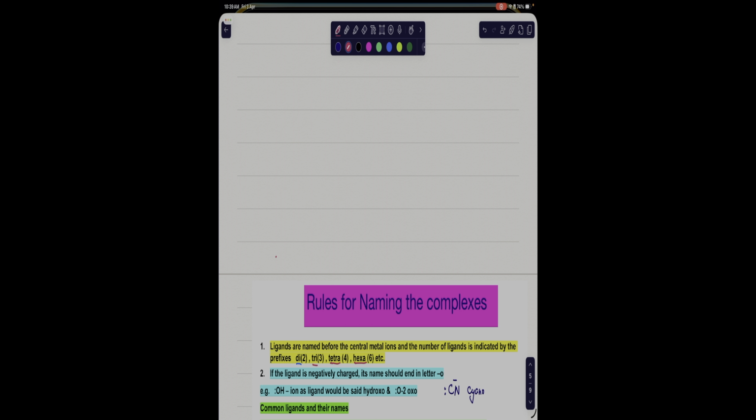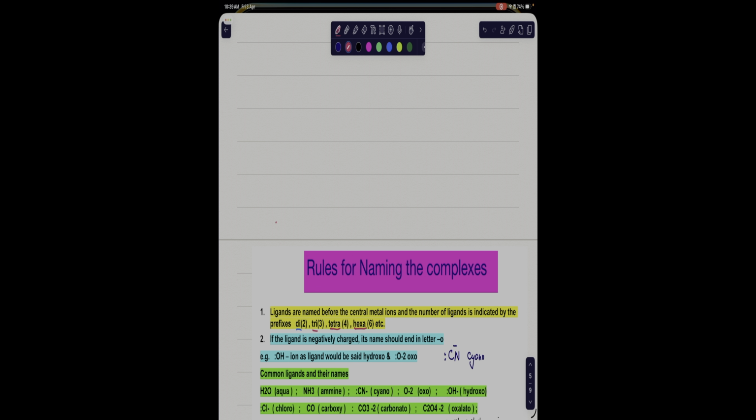If the ligands are negatively charged, the ligand name should end in O, right? For example, cyanide: in inorganic chemistry we say cyanide, but when it's a ligand in complexes, we will not call it cyanide. In complexes we have to say cyano. Similarly, you will know hydroxide, but as a ligand we cannot say hydroxide. We have to say this ligand as hydroxo.